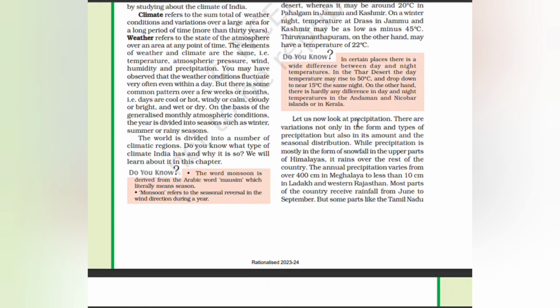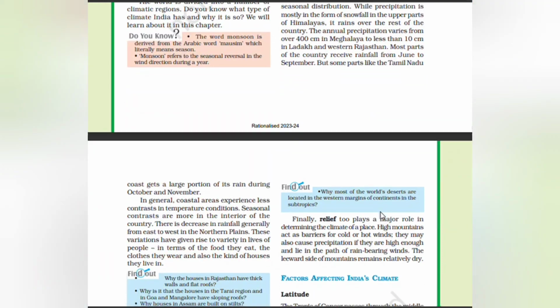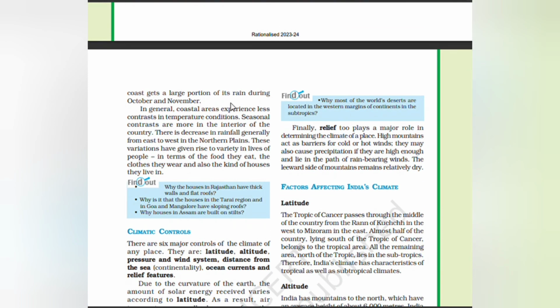Let us now look at precipitation. There are variations not only in the form and types of precipitation but also in its amount and the seasonal distribution. While precipitation is mostly in the form of snowfall in the upper parts of the Himalayas, it rains over the rest of the country. Annual precipitation varies from over 400 cm in Meghalaya to less than 10 cm in Ladakh and western Rajasthan. Most parts of the country receive rainfall from June to September, but some parts like the Tamil Nadu coast get a larger portion of its rain during October-November.